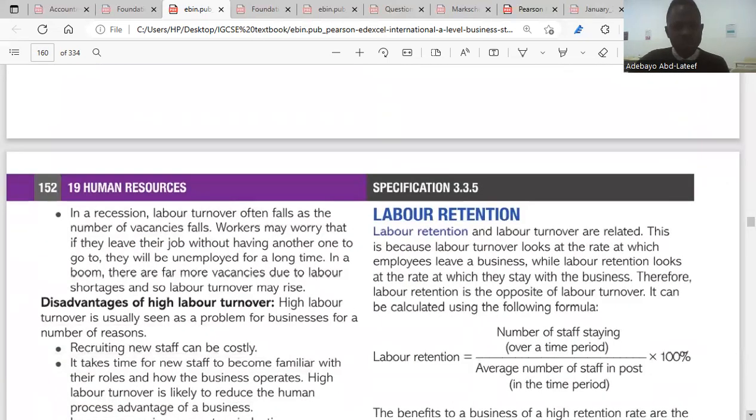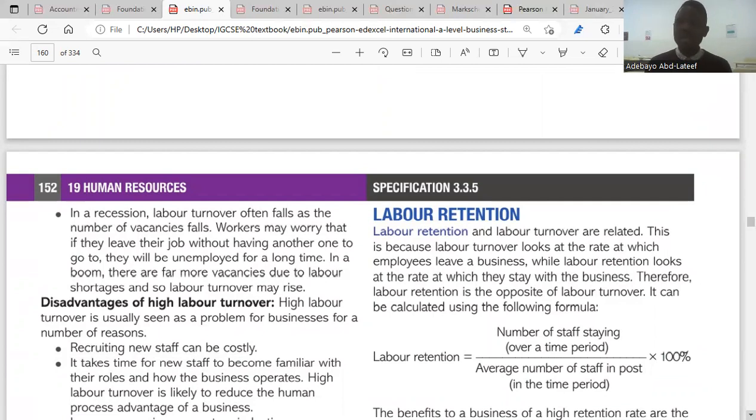In a recession, labor turnover often falls as the number of vacancies falls. Workers may worry that if they leave their job without having another one to go to, they will be unemployed for a long time. In a boom, there are far more vacancies due to labor shortage, and so labor turnover may rise. So another factor that could cause high labor turnover is the recession.